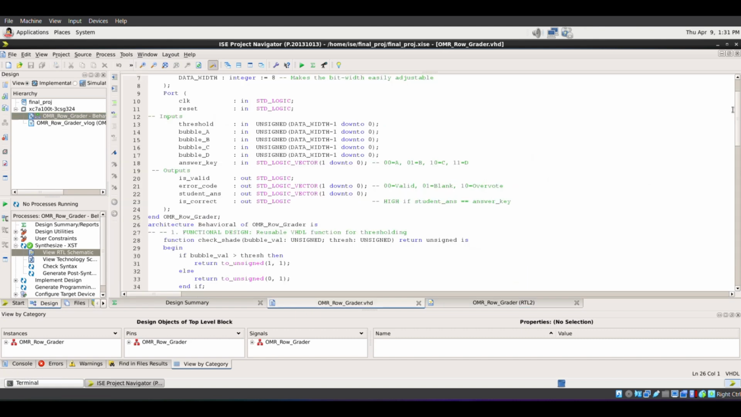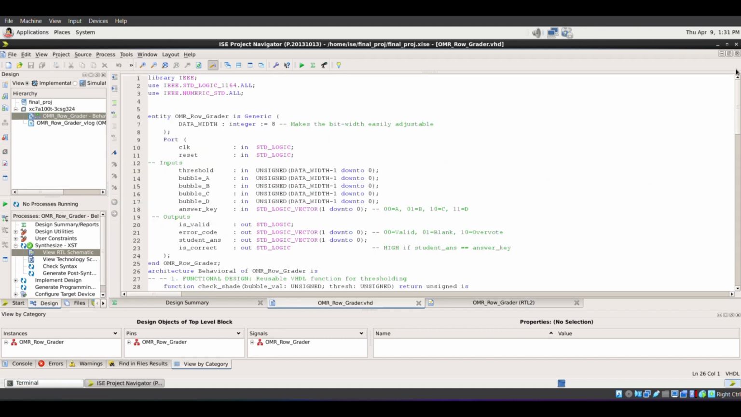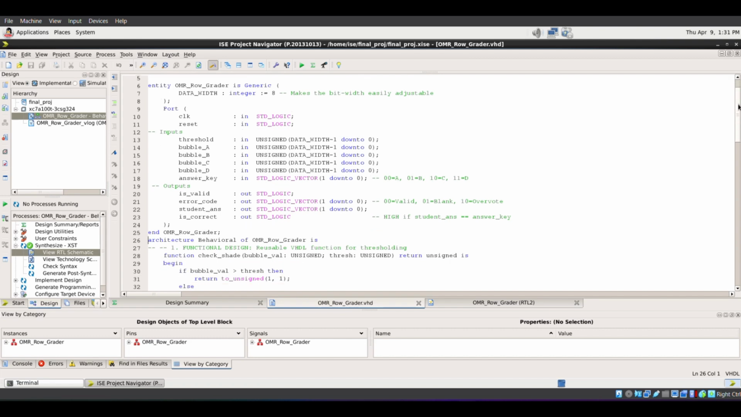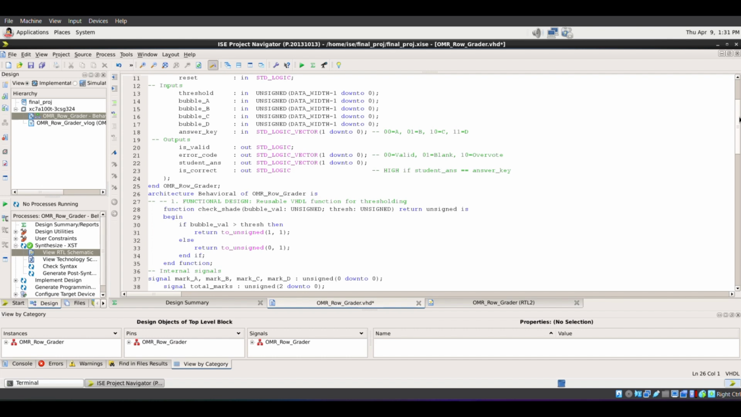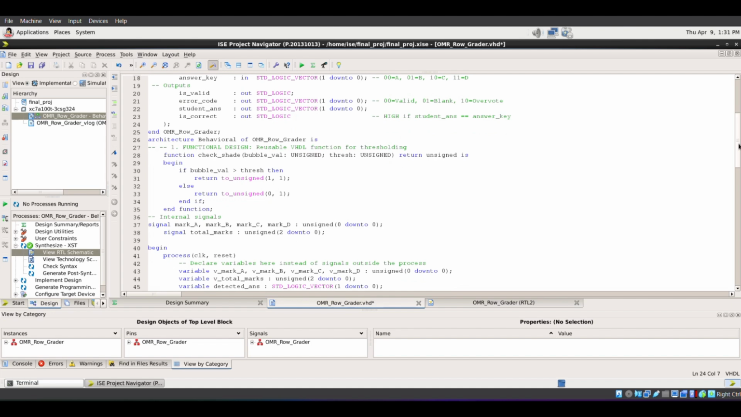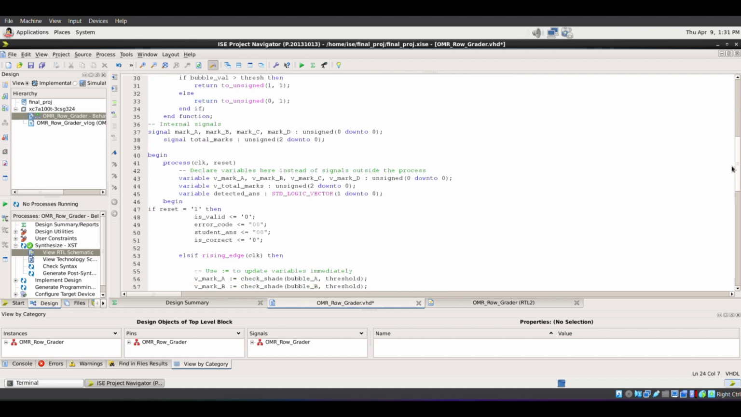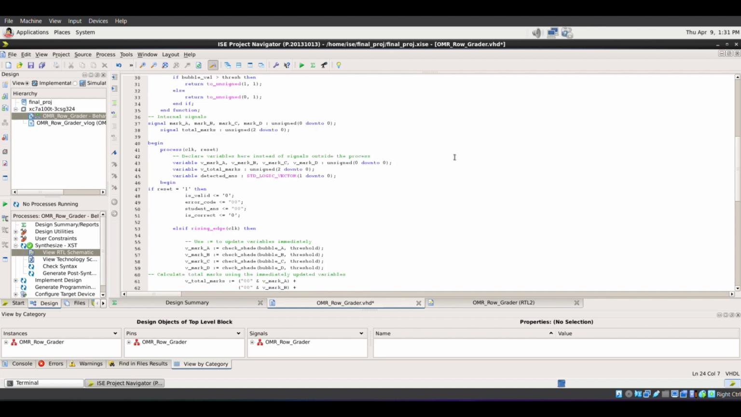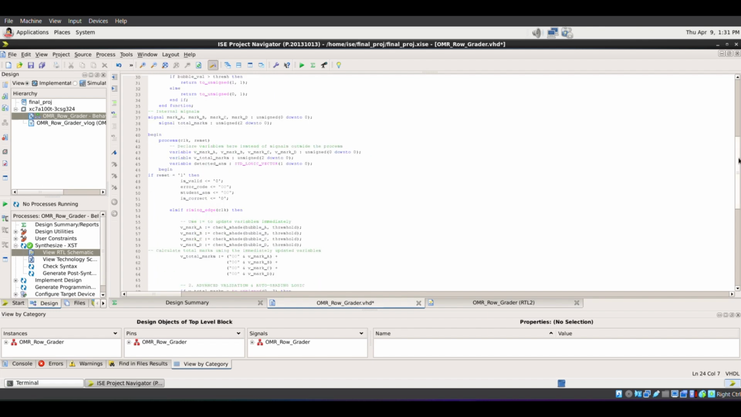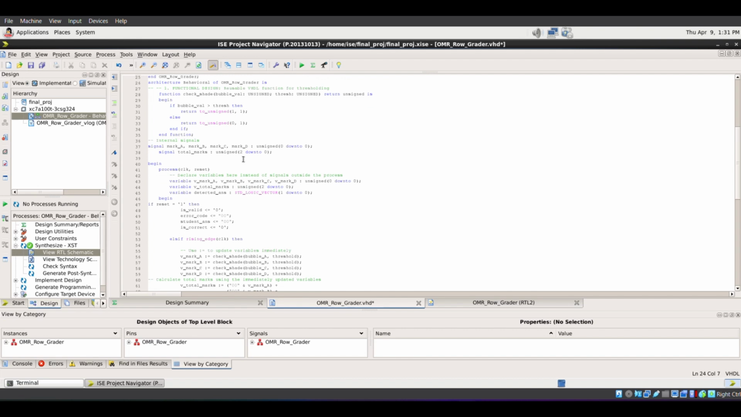Moving into the specific code implementation, our design relies on a few critical functional blocks. First is the thresholding function. To maintain clean, modular code, we created a reusable function called checkshade. This function takes the 8-bit density value of a single bubble and strictly compares it against our threshold. If the bubble is darker than the threshold, it outputs a digital 1, otherwise, it outputs a 0. We run this function 4 times in parallel for bubbles A through D.